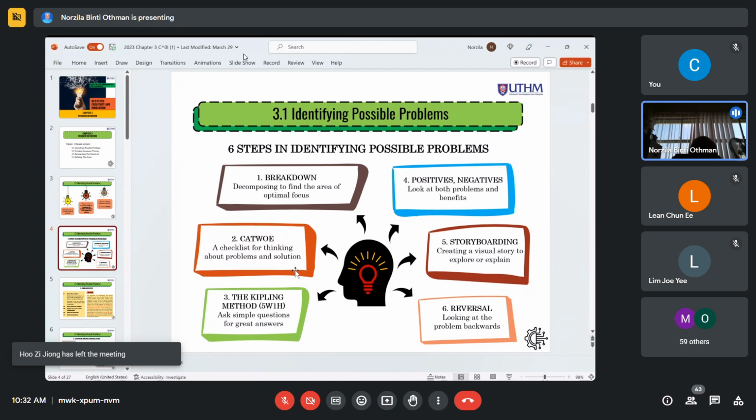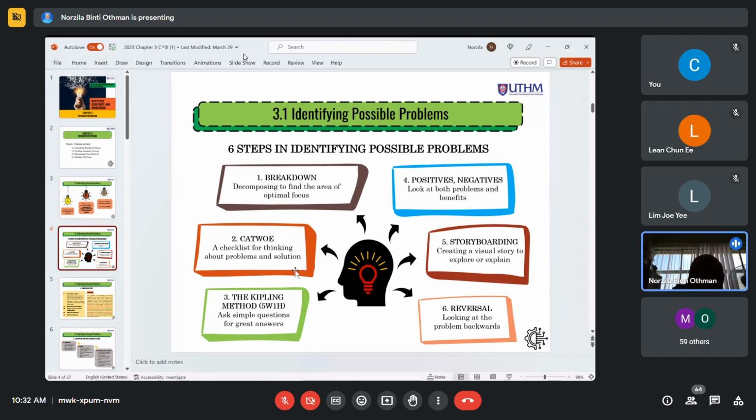What is it, CATWOE? You must do the checklist about the problems and the possible solutions. Last week I already taught you, right? We have already been in class for a few weeks. From the first week I taught you convergent and divergent thinking. It means you need to be more creative in solving the problem by using both sides of your brain, your right brain as well as the left brain, because they have different functions. So the second one is to do the checklist. We called it CATWOE.